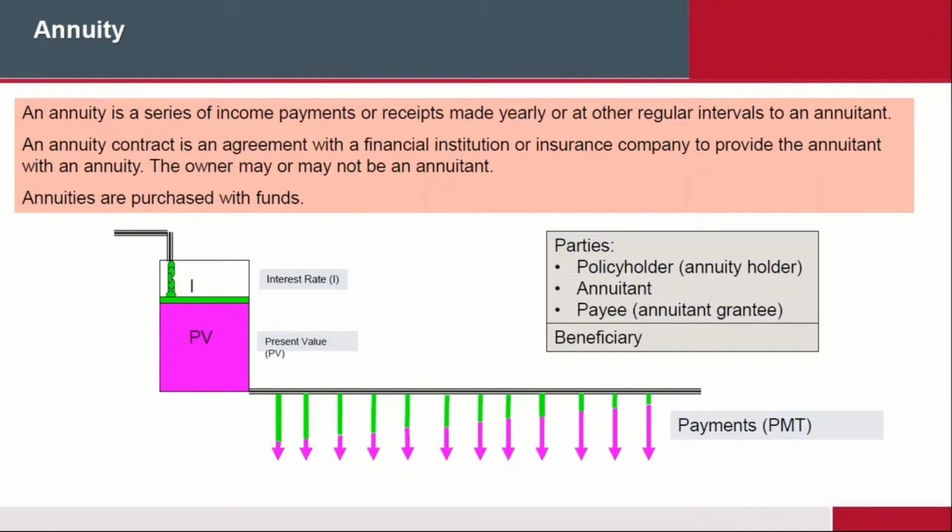Okay. So let's take a look at annuities. Annuities. An annuity basically means annual payment. That's really what an annuity is. It's an annual payment. And basically what happens is you've got a bag of money, 100,000, 500,000, whatever it is, okay?